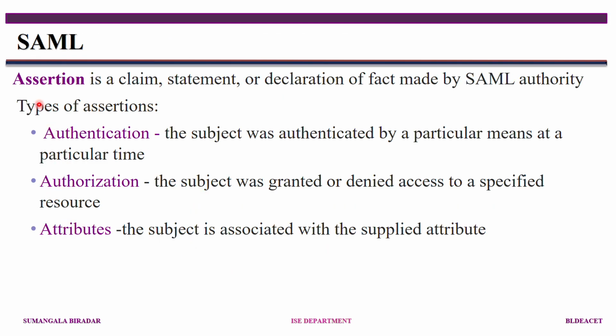As I told, assertion. In SAML, an assertion is a claim, statement or declaration of a fact made by a SAML authority. First assertion is authentication. Authentication means each subject has to authenticate by a particular time here. Authorization means grants or denies access to specified resources. Once that particular subject is authenticated, next you have to check which types of resources are available, and you provide that authenticated subject access here.